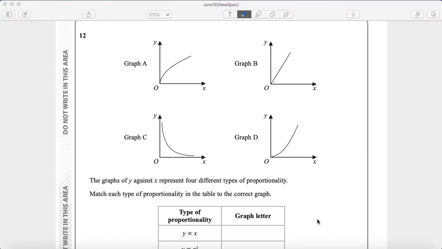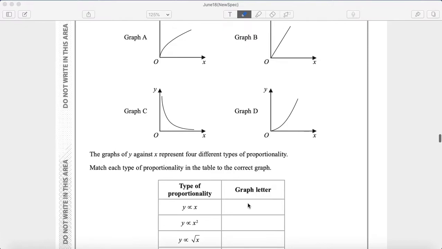Hello and welcome to question 12 of this June 2018 GCSE calculator paper. We're given a selection of graphs, graph A, B, C and D with different shapes on them. And the question: the graphs of y against x represent 4 different types of proportionality. Match each type of proportionality in the table to the correct graph.